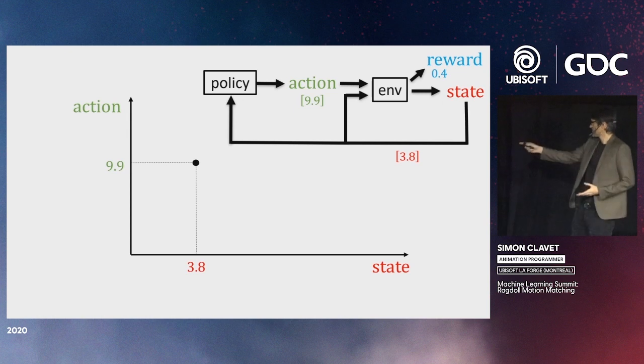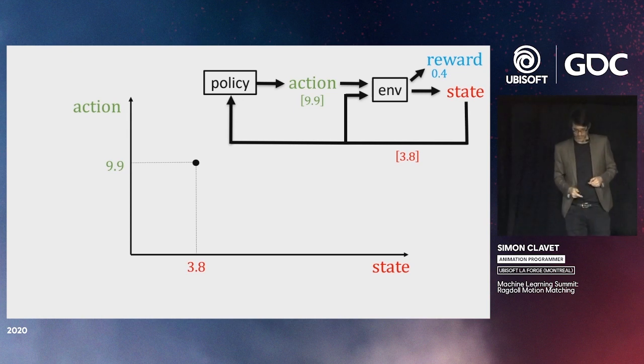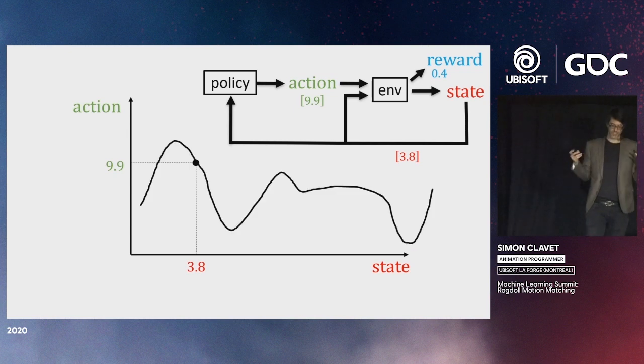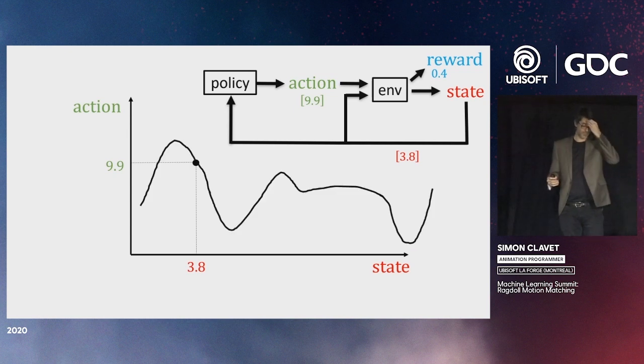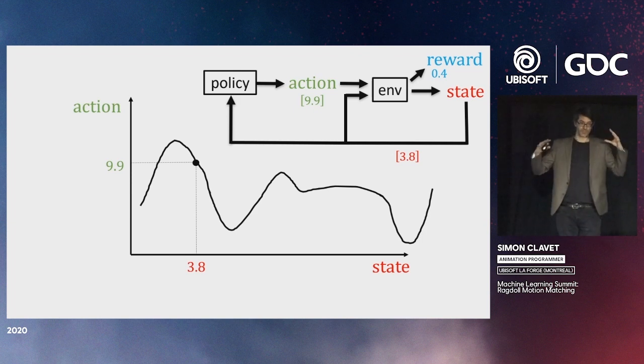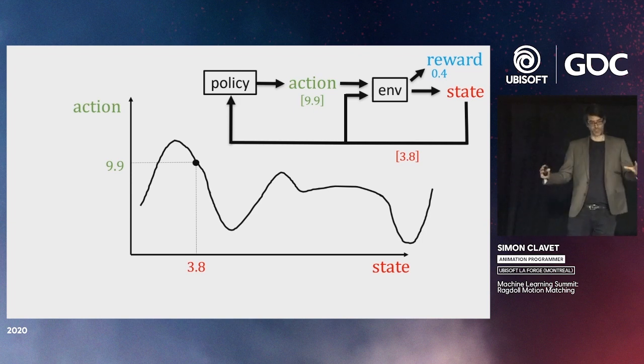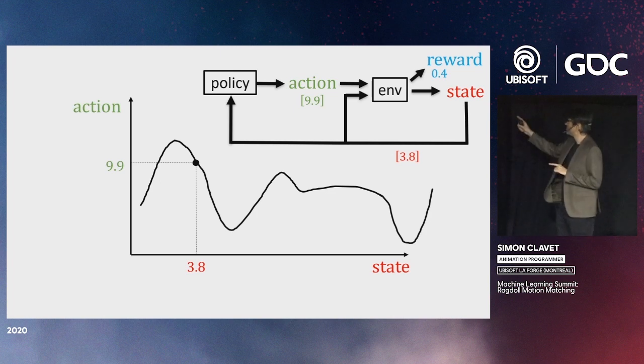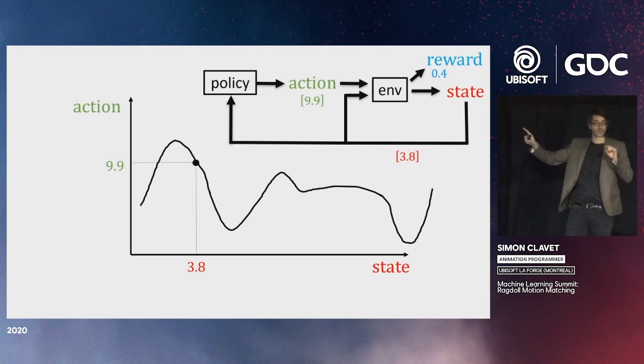So when you're in this state 3.8, you get the action 9.9. And you can think of a policy as being this function. So the goal is now not to find an action necessarily, but really to find a function. We're going to discover the best function that gives us the best reward. You see the reward is still just 1 number. It's not a vector.